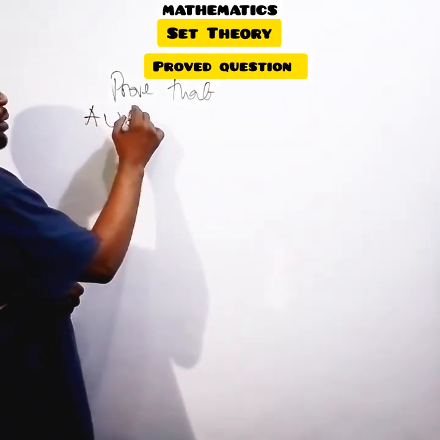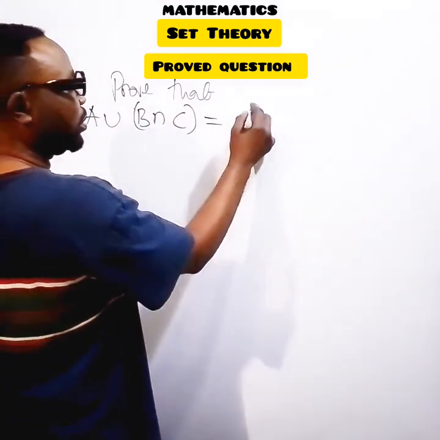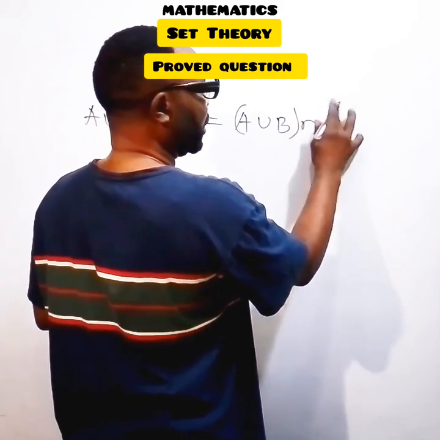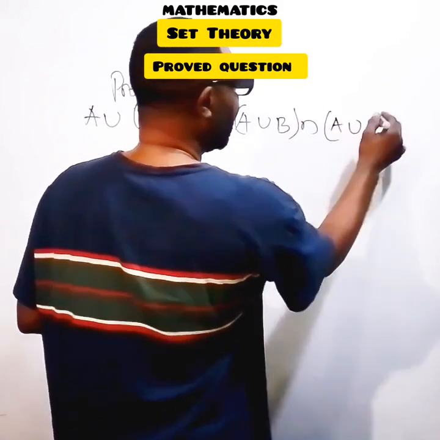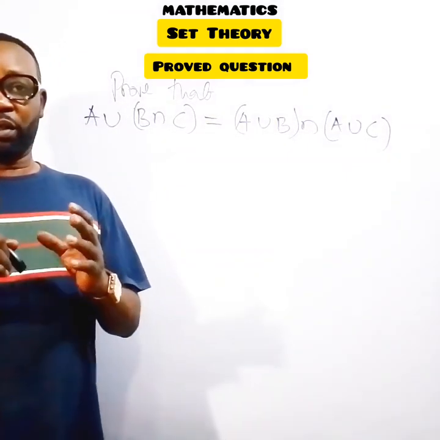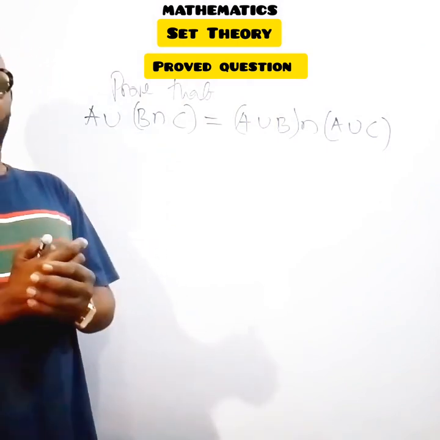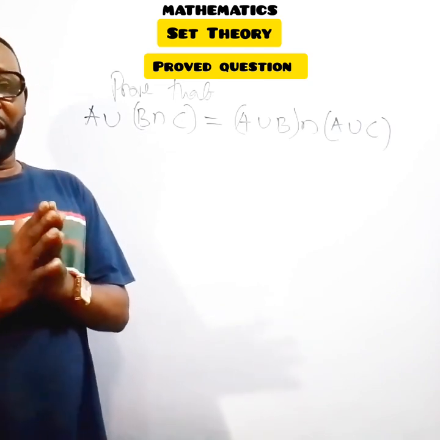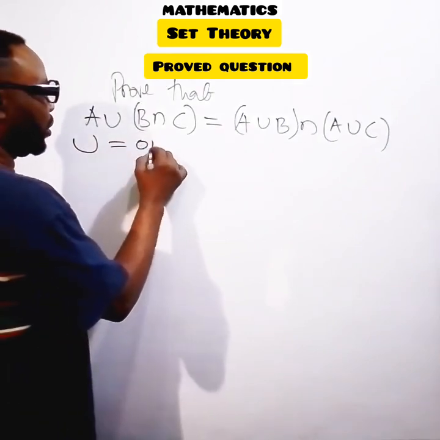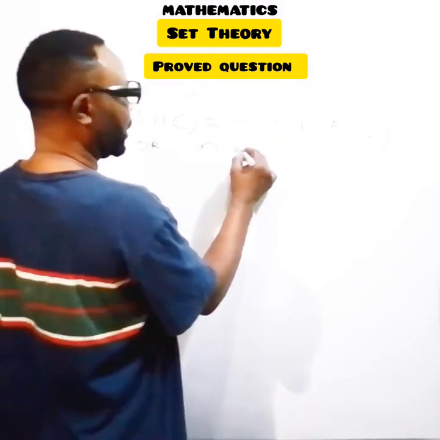We should prove that A union (B intersection C) is equal to (A union B) intersection (A union C). Now, in set theory, make sure you also take note of this, including what we have been talking about so far. Whenever you see union, it will be represented by "or", and when you see intersection, it will be represented by "and".